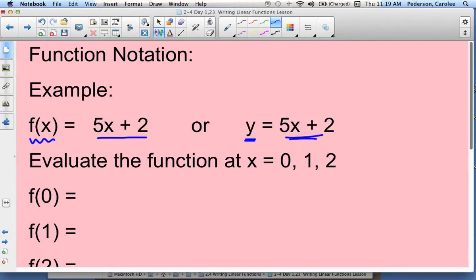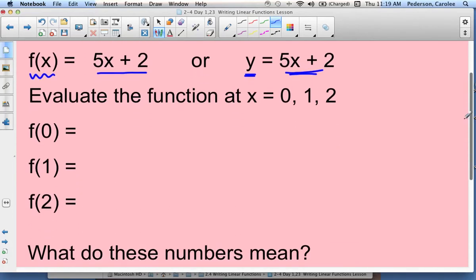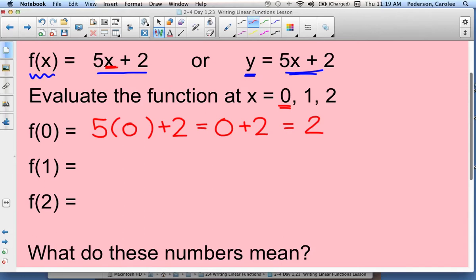So what we're going to do is choose some values for x, and we're going to substitute it in for the x in the function. So I'm going to start with 0. Remember, 0 is going to go in for x. So I say f of 0 is 5, replace this x with 0, and then plus 2. Now we need to simplify it. So 5 times 0 is 0 plus 2, and then 0 plus 2 is 2.